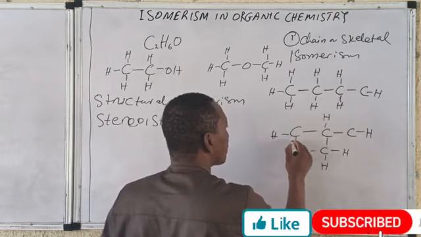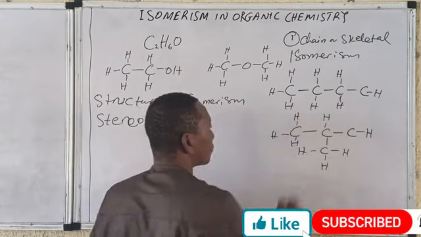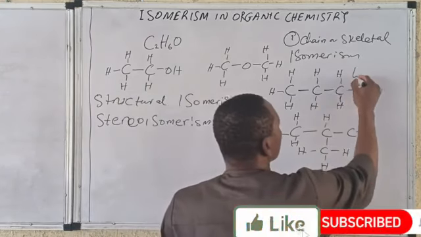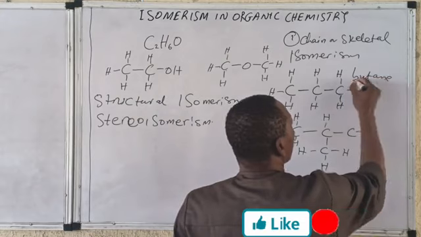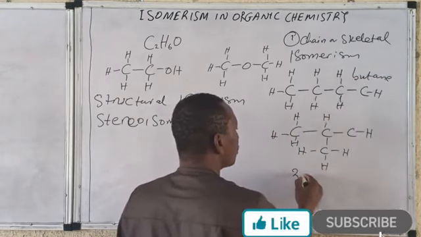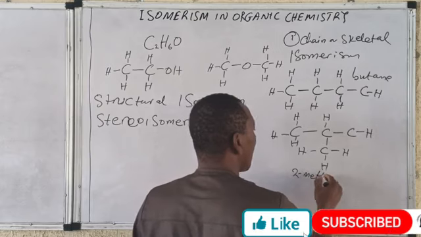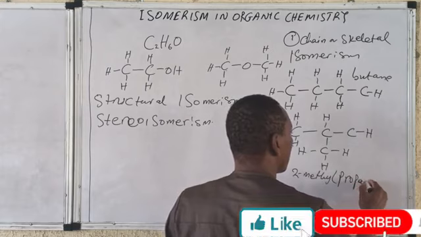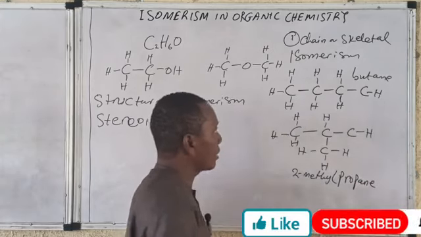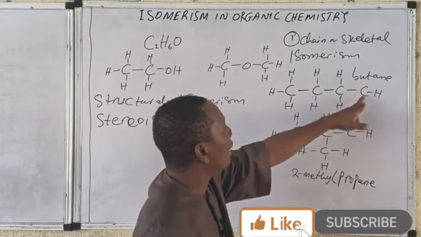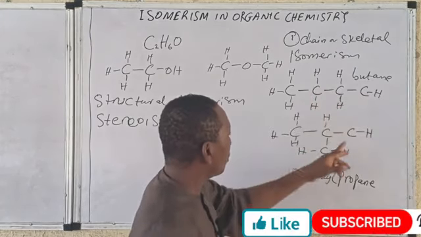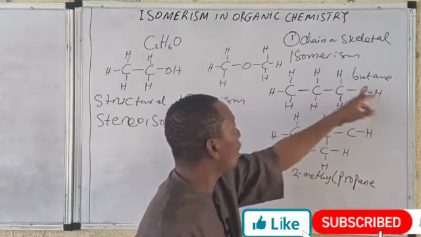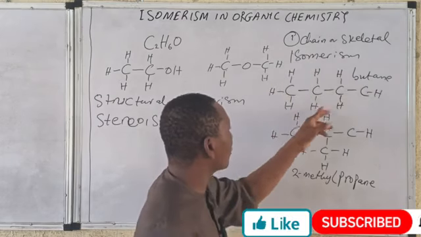Now here, this is butane, and this is 2-methylpropane. Now let's compare something. How many carbon do we have here? 1, 2, 3, 4. 1, 2, 3, 4. 4 carbon. How many hydrogen? 1, 2, 3, 4, 5, 6, 7, 8.